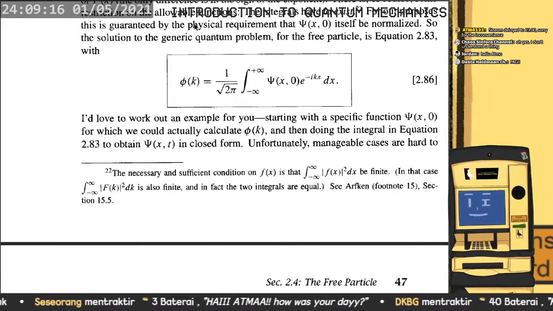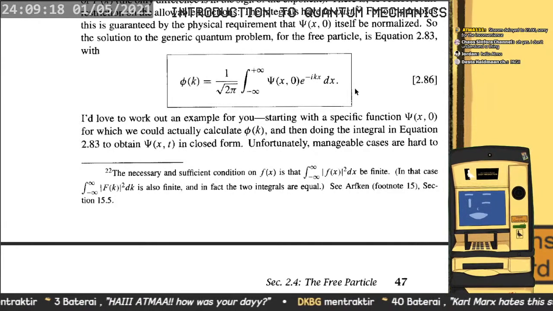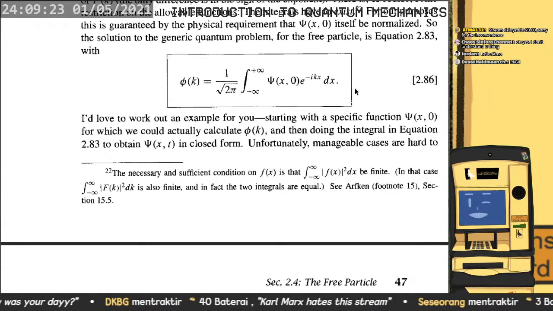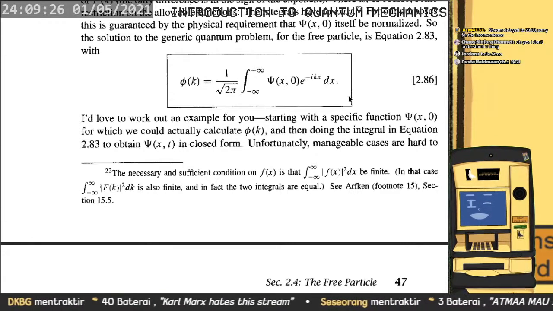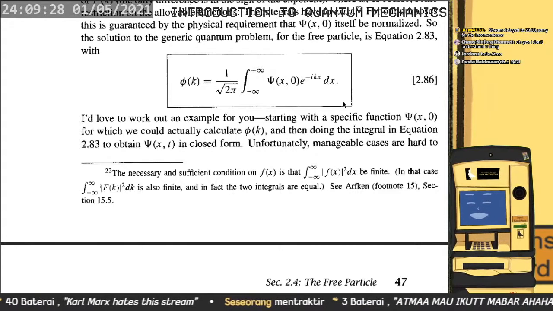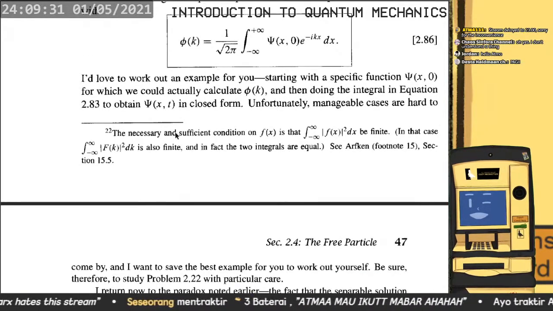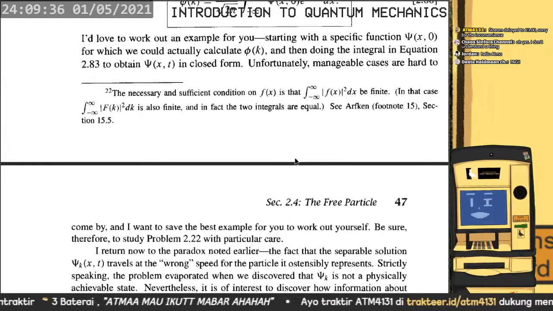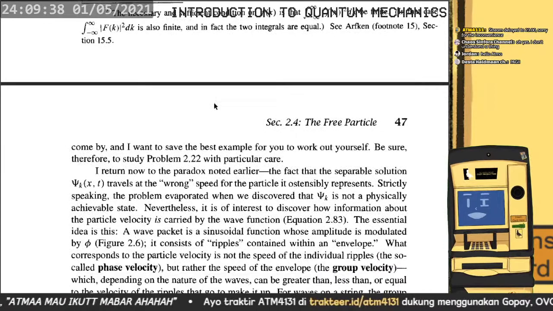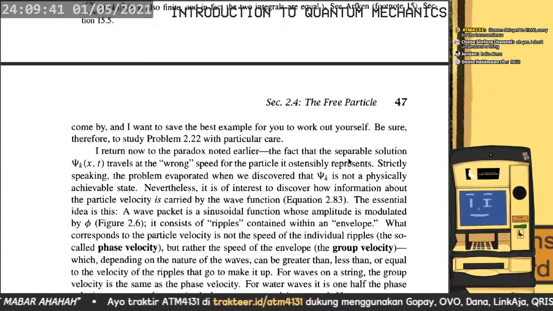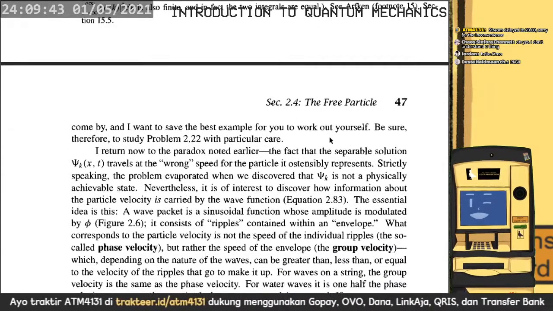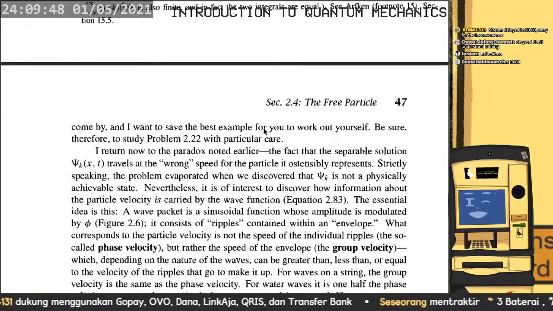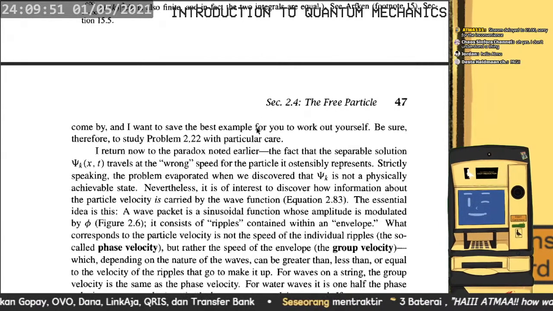With this equation, I'd love to work out an example for you, starting with a specific function Ψ(x,0) for which we could actually calculate φ(k), and then doing the integration to get Ψ(x,t) in closed form. Unfortunately, manageable cases are hard to come by, and I want to save the best example for you to work out yourself. No thanks. Be sure, therefore, to study problem 2.22 with particular care.